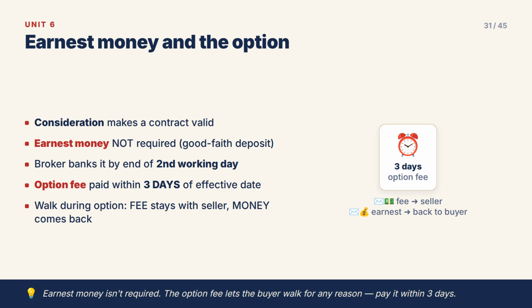The termination option. The buyer pays the option fee within 3 days of the effective date, 3, not 2, and during the option period the buyer can walk for any reason. Walk, and the option fee stays with the seller, but the earnest money comes back. During the option period, the buyer can even ask for repairs on an as-is deal, but the clock never pauses, and it always runs from the effective date.